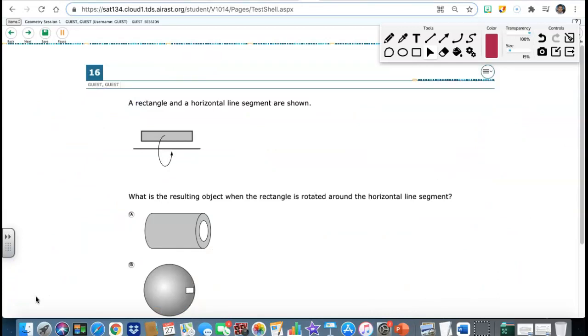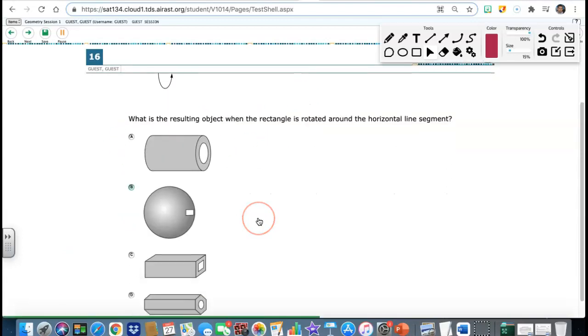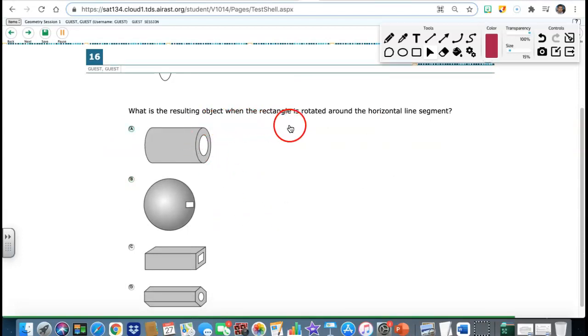Okay, so now let's do 16. By the way, we're going to finish all the questions in this video. It's only up to 19, so we're good. A rectangle and horizontal line segment are showing. Question: what is the resulting object when the rectangle is rotated around the horizontal line segment?